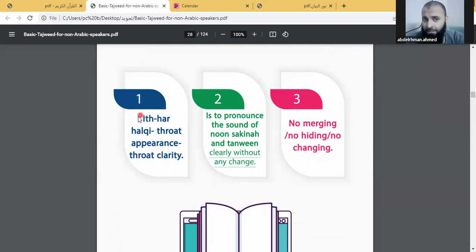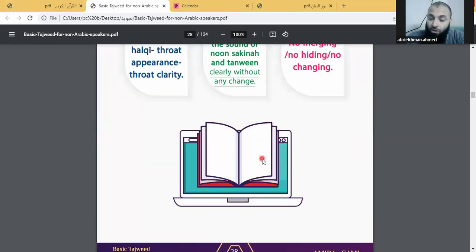It has many names, like idhar halqi, throat appearance, throat clarity. I just want you to memorize one name. You can say clarity, you can say idhar. So the meaning is to pronounce the sound of noon sakina and tanween clear without any change. How can we apply that?